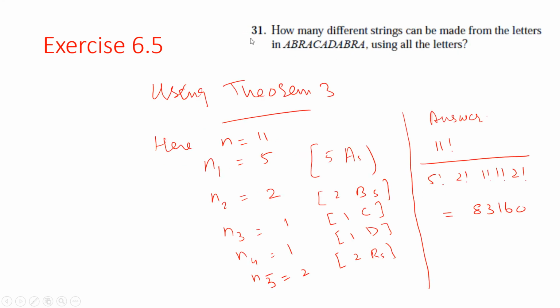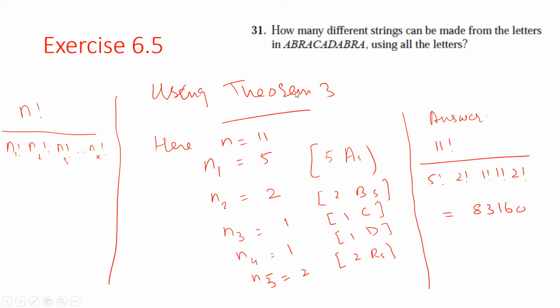Okay. Question number 31 from exercise 6.5. How many different strings can be made from the letters A, B, R, A, C, A, D, A, B, R, A, using all the letters? Alright. So this is the application of theorem number 3, in which the formula given is that the number of ways can be found by n factorial divided by n1 factorial, n2 factorial, n3 factorial, up to nk factorial, right? So this is the formula we are going to use.